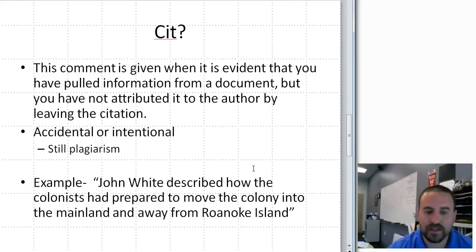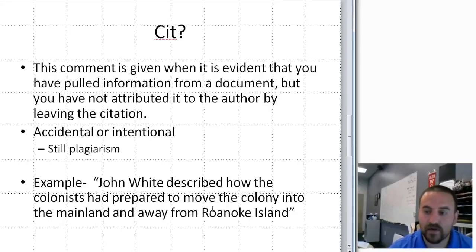So the example of this: John White described how colonists had prepared to move the colony into the mainland and away from Roanoke Island. And then, nothing. You haven't said which document it came from, and that is going to be problematic here. Early on, this is what I'm going to have a lot of you doing. Not that I'm going to tell you to do this, but this is what a lot of you are going to do anyway, mainly because you've just forgotten. We've got to break that habit.